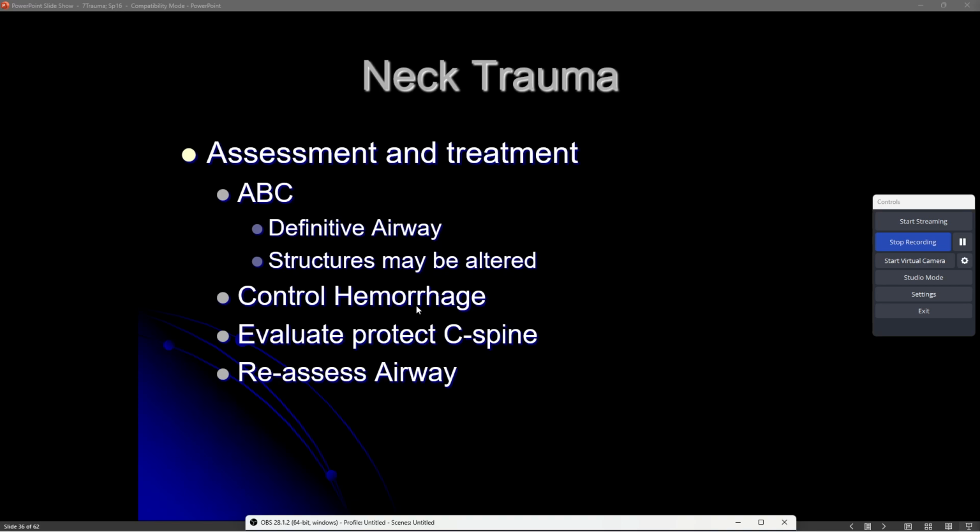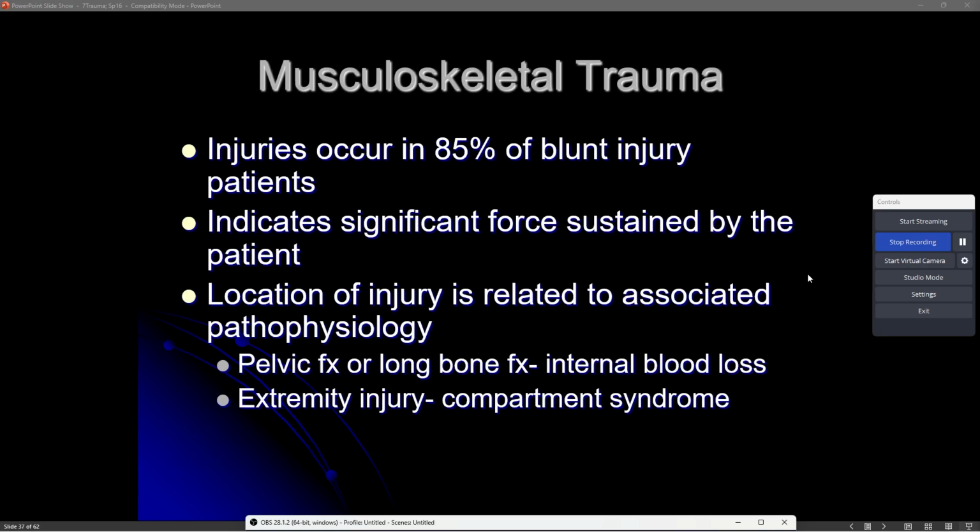So, if there is any hemorrhaging, we will control it. I'll hold C-spine the entire time, and I will reassess the airway continuously as I do so.